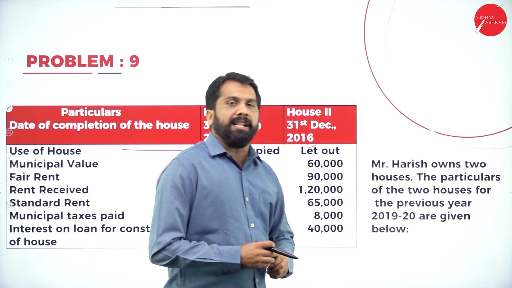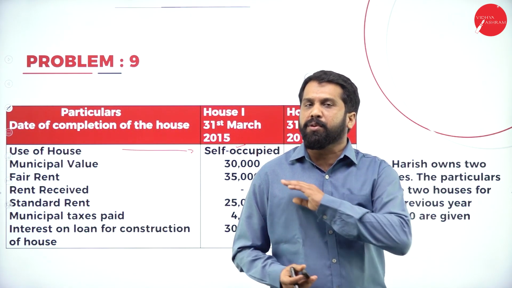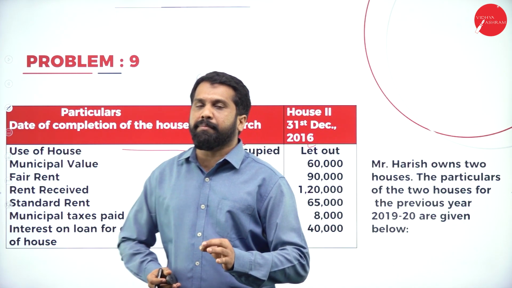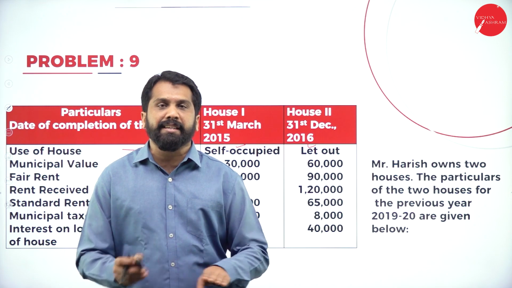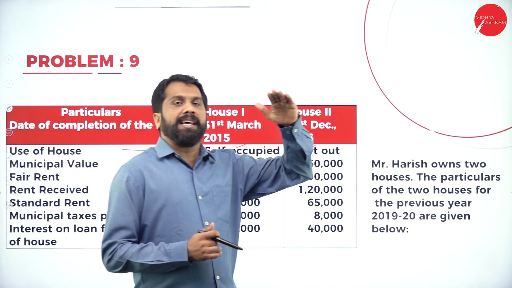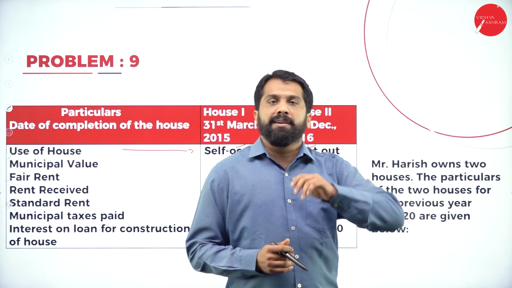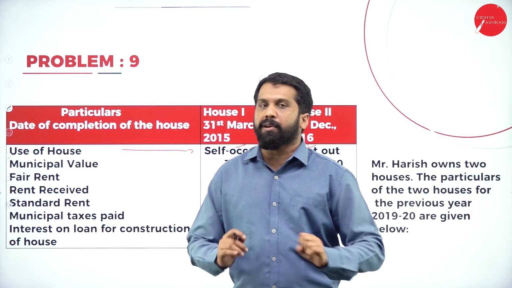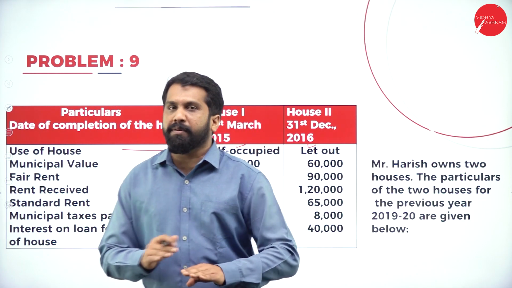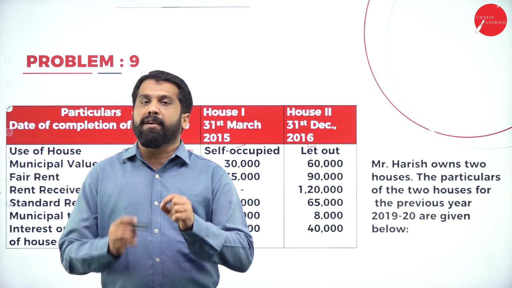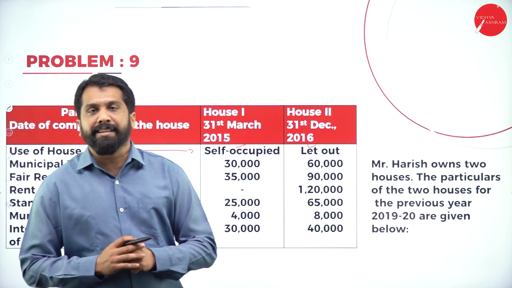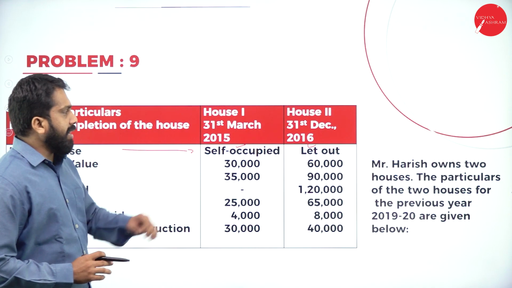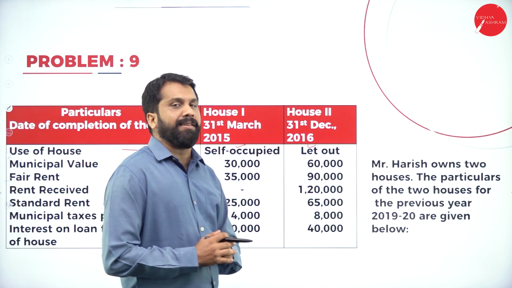Very simple. Use of house: it is self-occupied, it is let out. Now, if it is self-occupied, always remember we don't do any calculation. If it is self-occupied, again I am repeating, we don't do any calculation. Like whichever is higher, whichever is less, those calculations we will not do. 30% deduction we will not do. Municipal tax paid we will not do. Finally, we'll go for interest paid. If there is any interest paid, we will consider only interest. But for let out, we should do all the calculation.